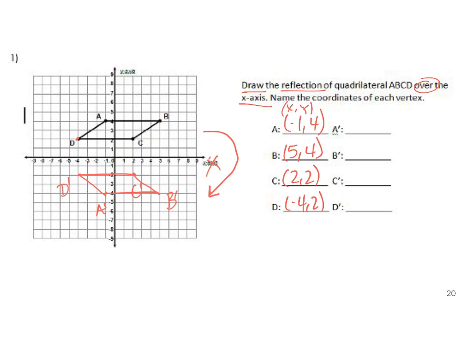So if I'm reflecting over X, my Y's become their opposite. X stays the same. So (-1, 4) becomes (-1, -4). (5, 4) becomes (5, -4). (2, 2) becomes (2, -2). (-4, 2) becomes (-4, -2). Pick a point to check. C prime is at (2, -2). Checks out.